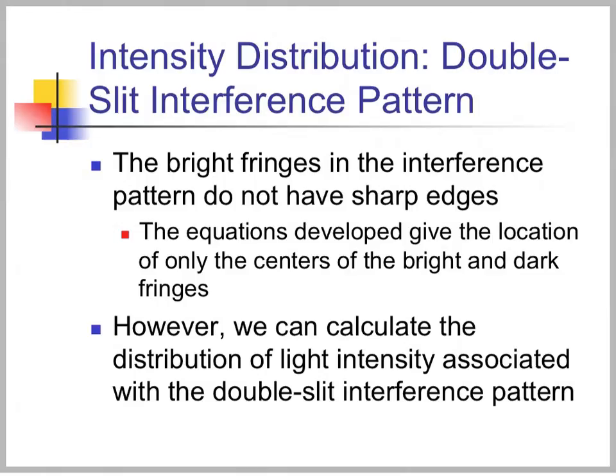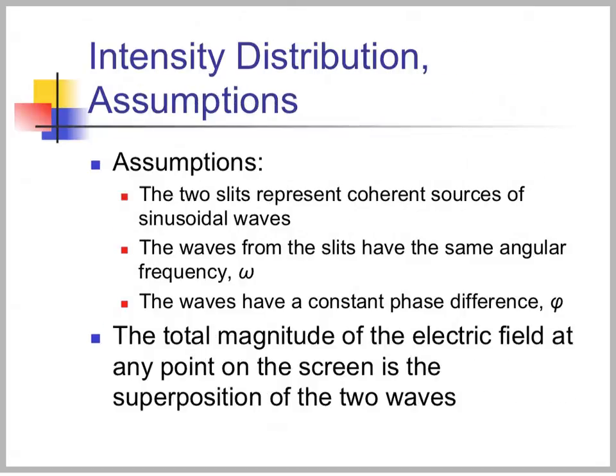Now the bright fringes in the interference pattern don't have sharp edges. The equations that we developed give the location of the centers of the bright and dark fringes. However, we can calculate the distribution of light intensity associated with the double slit interference pattern also. To get the intensity distribution, we're going to make some assumptions. The two slits represent coherent sources of sinusoidal waves. The waves from the slits have the same angular frequency, and the waves have a constant phase difference. The total magnitude of the electric field at any point on the screen is the superposition of the two waves.